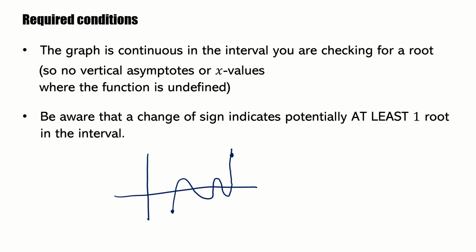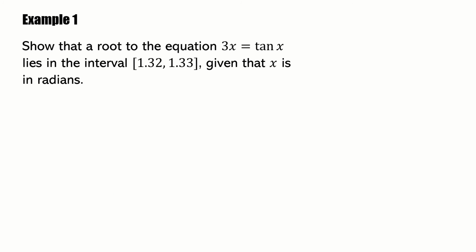So now that we've done all that explanation, we can now get on with an example. So we've got to show that a root to the equation 3x equals tan x lies in the interval 1.32 to 1.33, and we're also given that x is in radians, which is of course important because we've got a trig function. We've got to make sure our calculator is in radians mode.